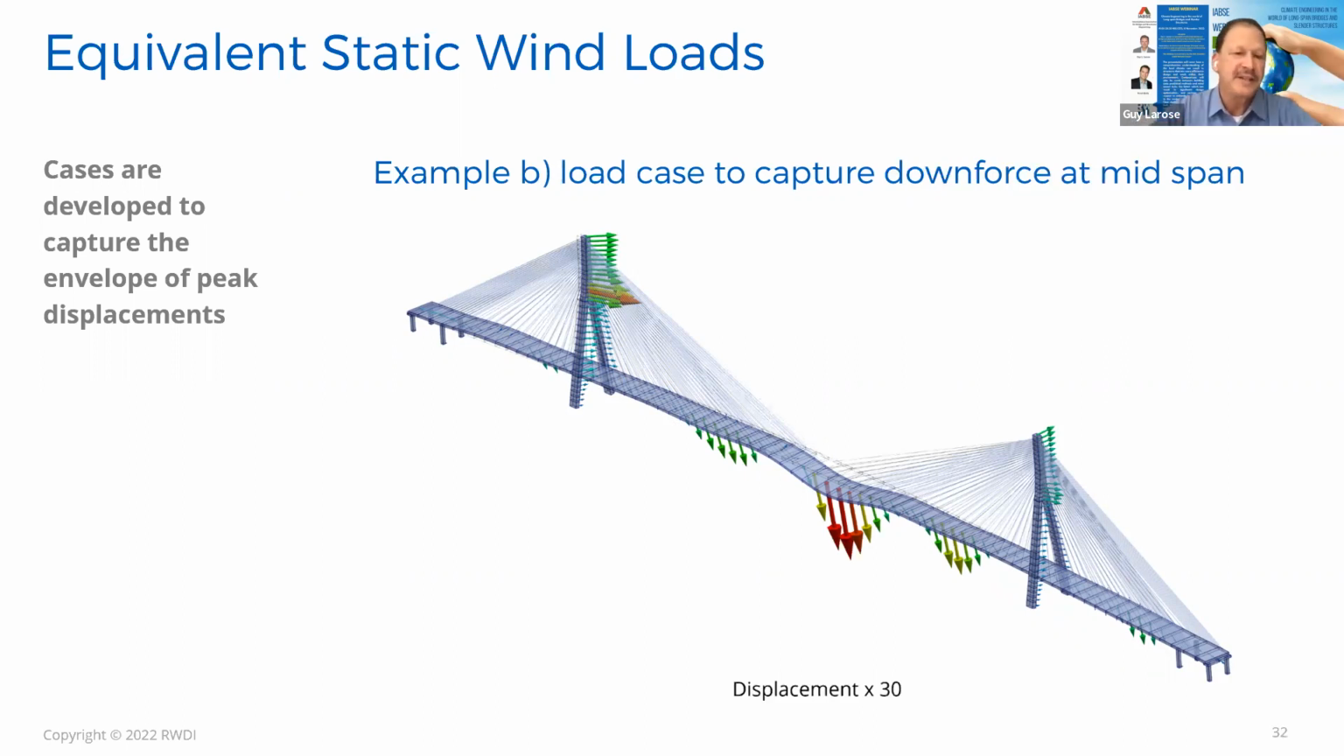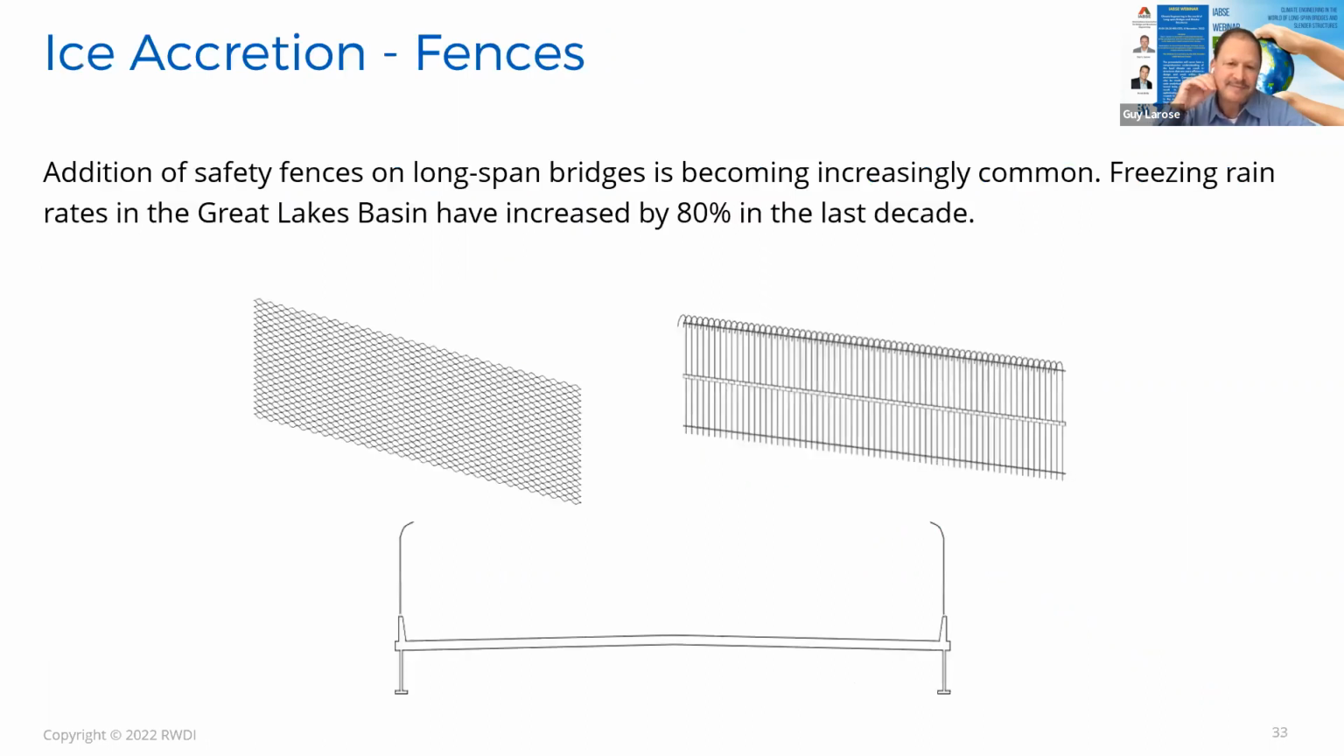So we combine this information from the buffeting analysis, the response, into a loading that is used for the design. It comes directly from the main ingredients: the wind, the dynamics of the structure, and the aerodynamics of it. Next slide.